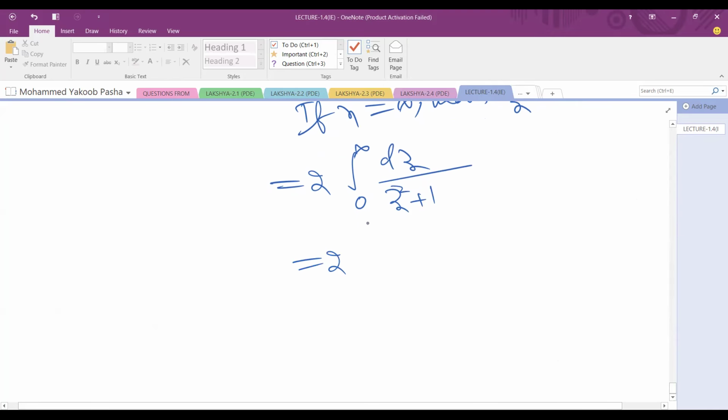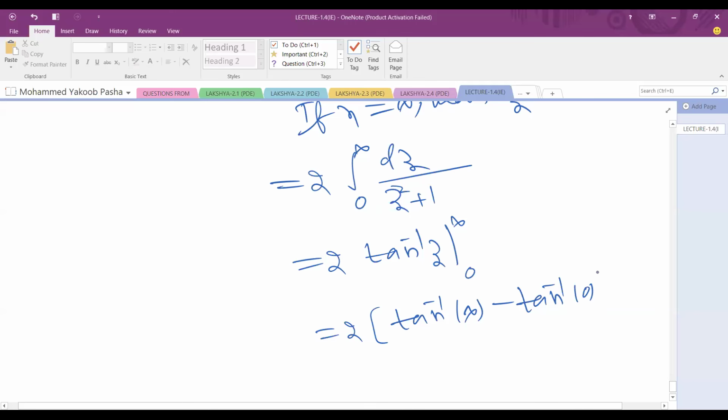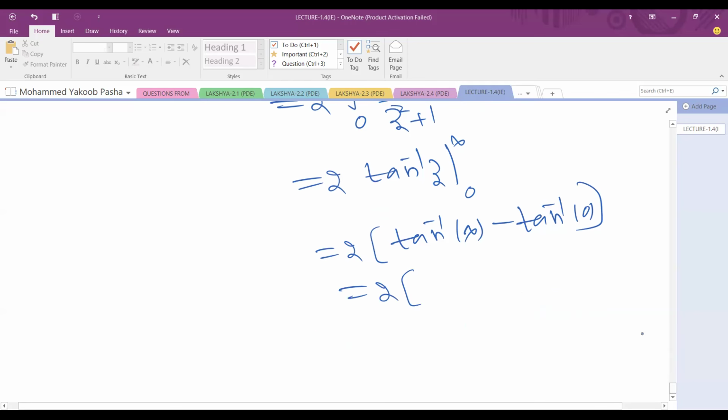What is the integration of 1 by 1 plus z square? Tan inverse z. Z limits are 0 to infinity. So 2 into upper limit tan inverse infinity minus lower limit tan inverse 0. What is the value of tan inverse infinity? Pi by 2. Tan inverse 0 is 0. So this is equal to pi. Pi less than infinity or not?